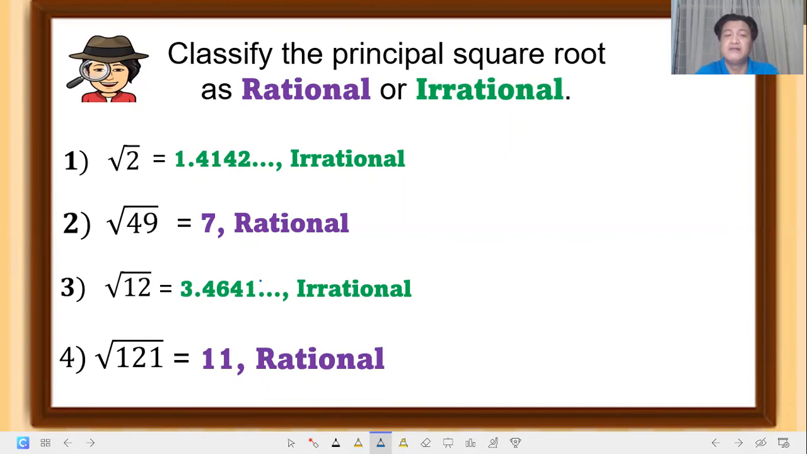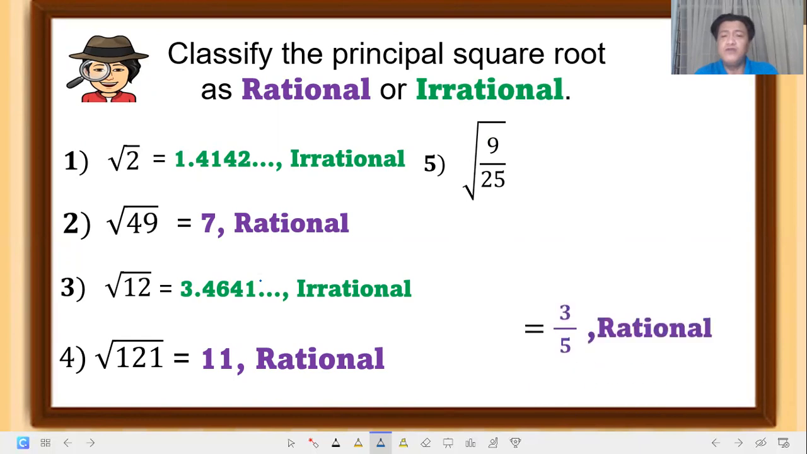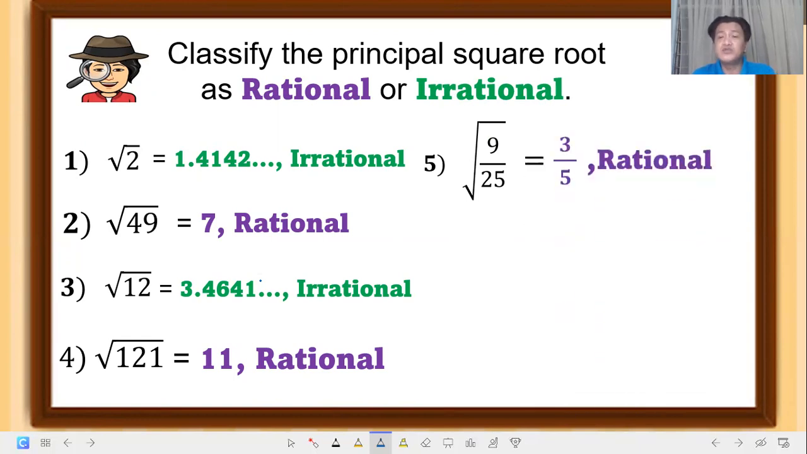Kaya nga siya rational. Number 5, we have the square root of 9 over 25. Paano kung fraction na siya? Ang titignan mo lang dyan, kailangan yung numerator at denominator parehas po dapat na perfect square para masabi natin rational. Kapag meron dyan isa na hindi siya perfect, hindi na siya rational or we call that irrational. So therefore, this is rational because kapag nilabas natin square root ni 9, 3 yun. Same with 25, kaya 5 yun, 3 over 5. Pag kinonvert mo sa decimal yan, magiging finite po siya.